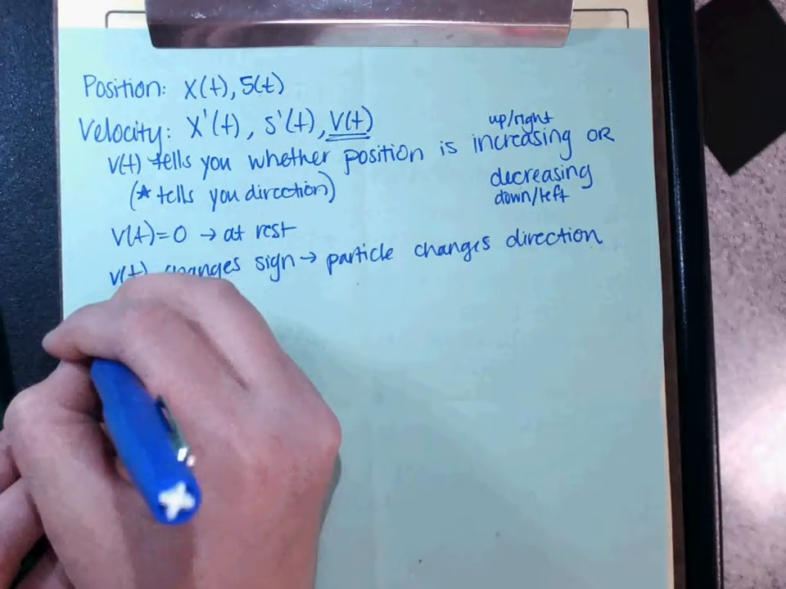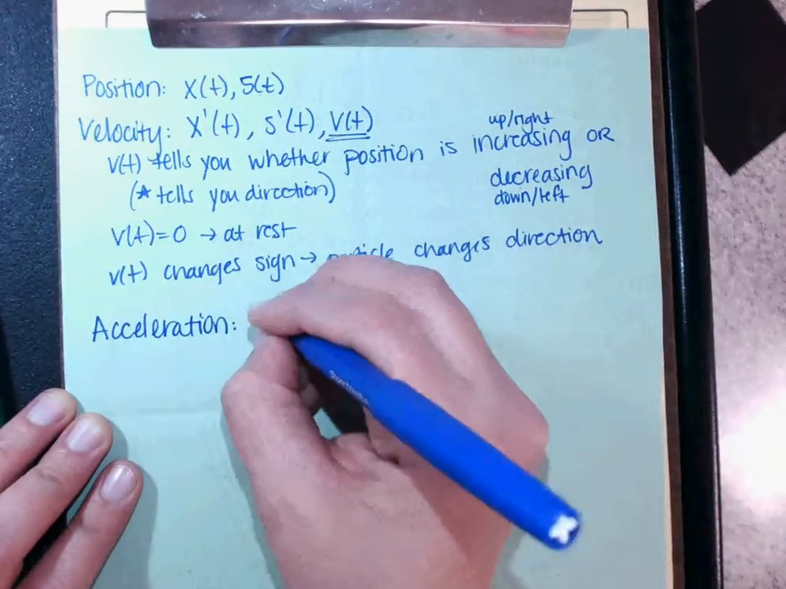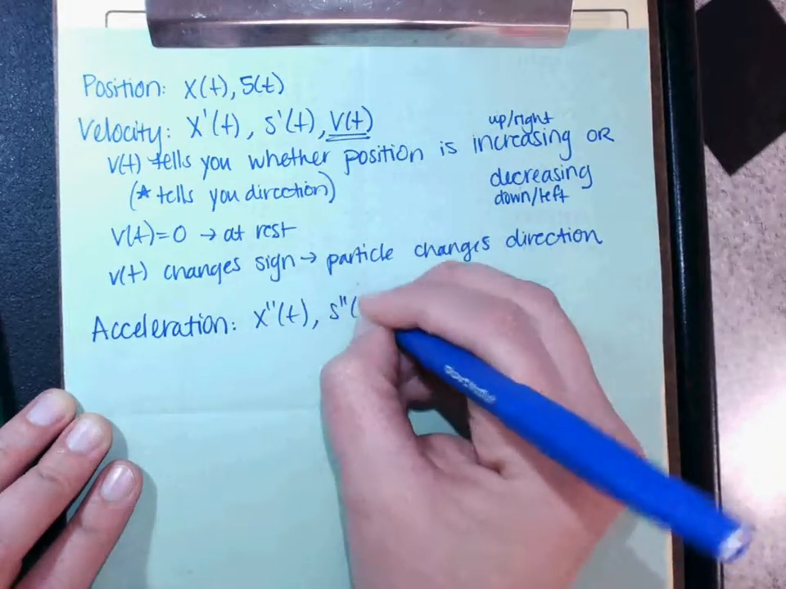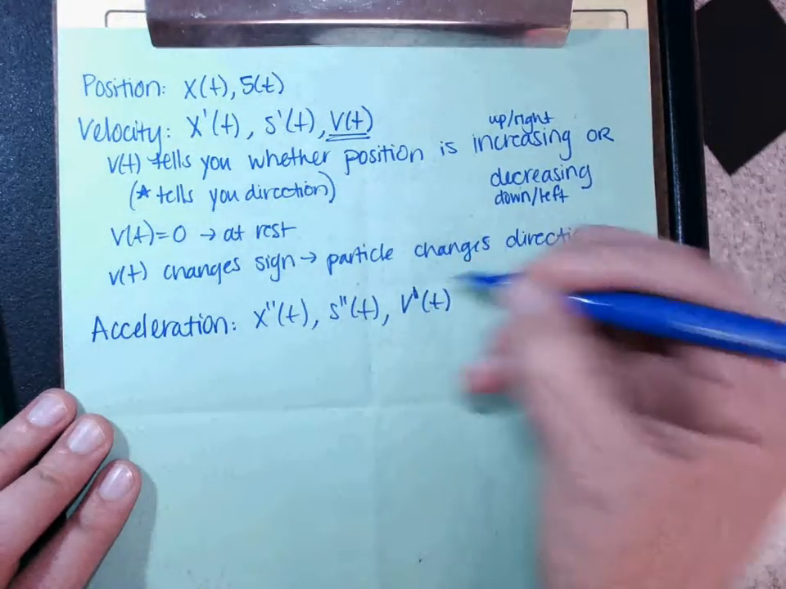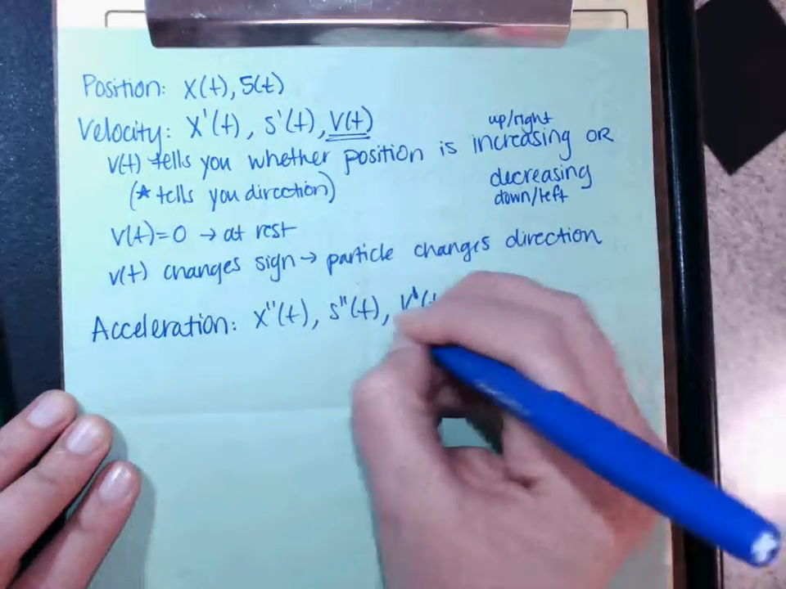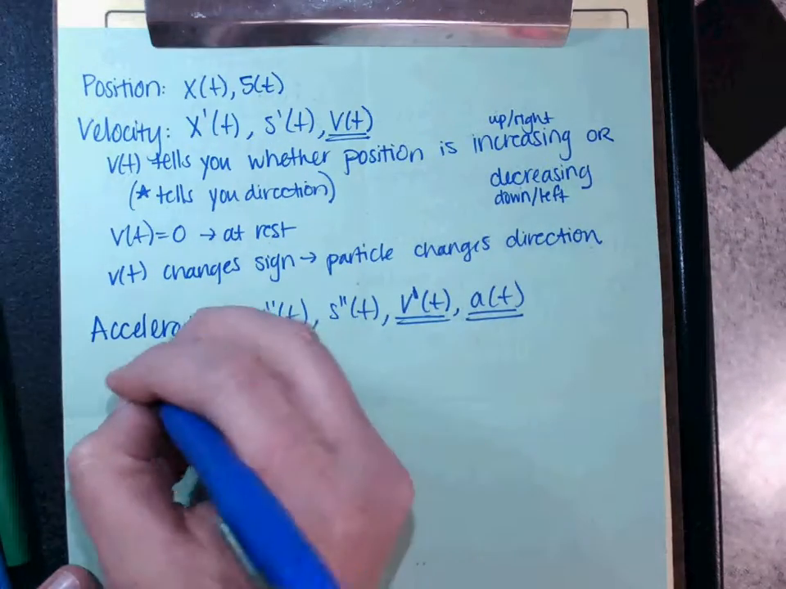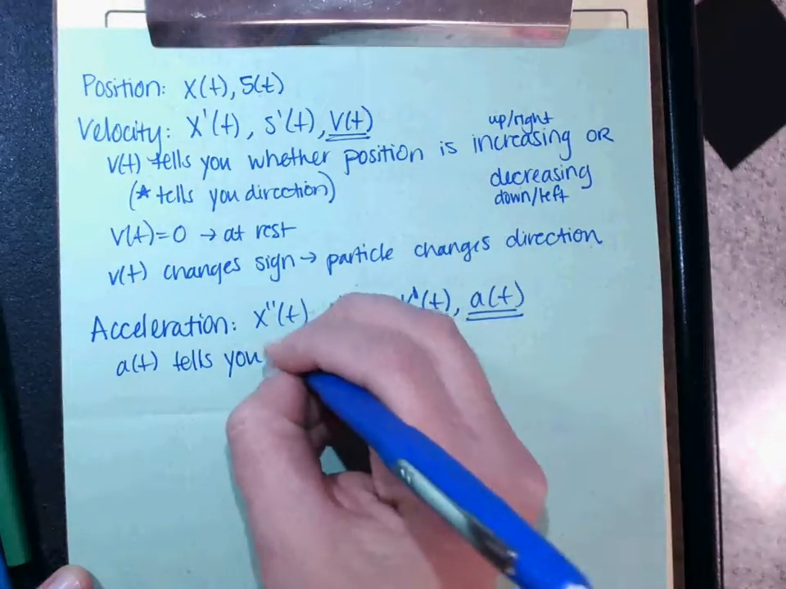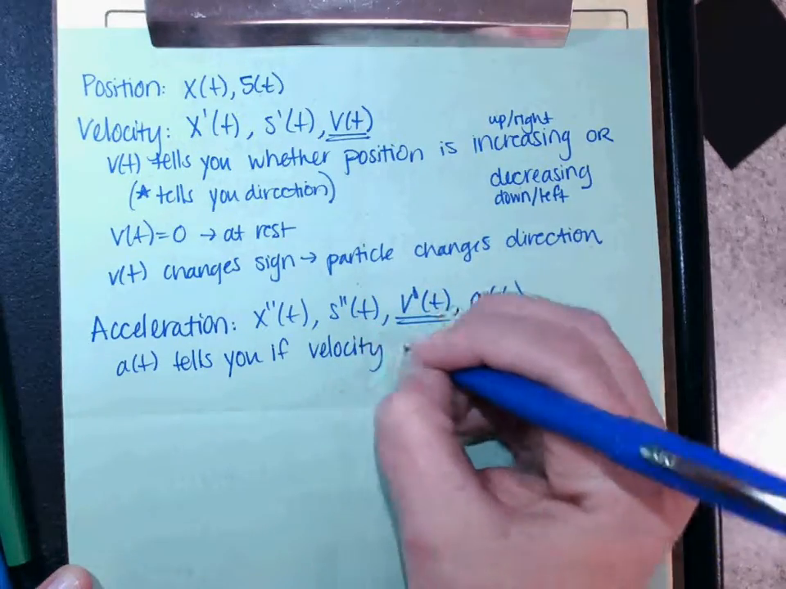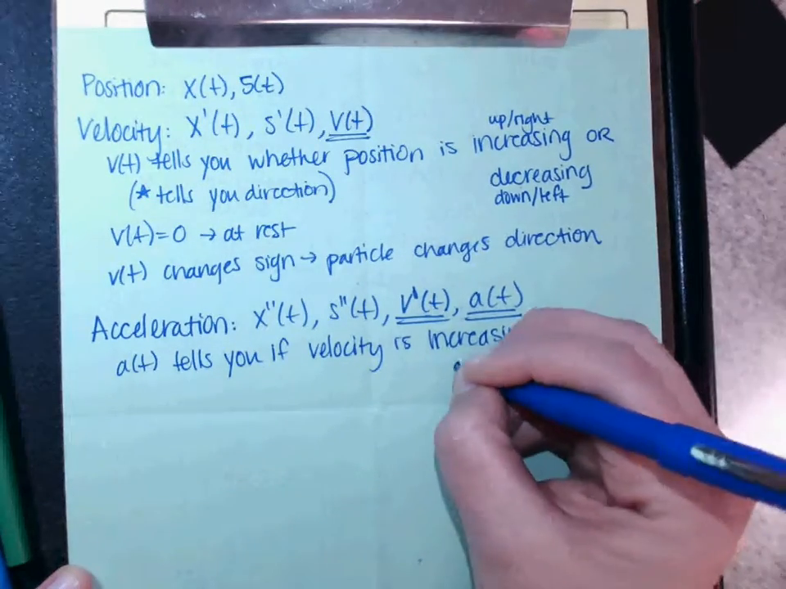The other thing that we have talked about is acceleration. Okay, remember that acceleration is x double prime or s double prime of t. It also could be defined as v prime of t. But typically it is a of t. And so you would usually have to have found the velocity first, which means v prime would be fine for that. Remember that acceleration tells you if velocity is increasing or decreasing.